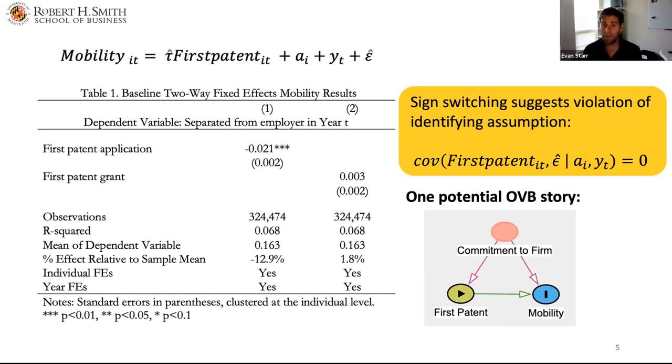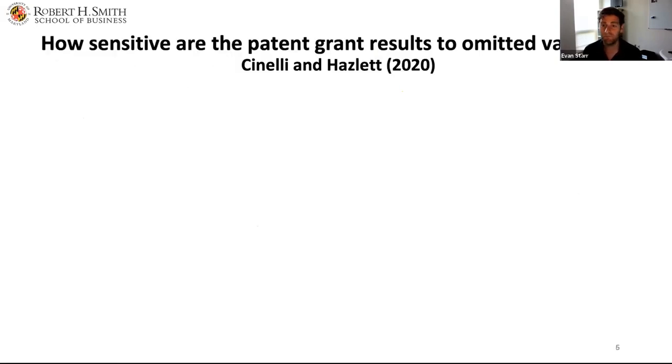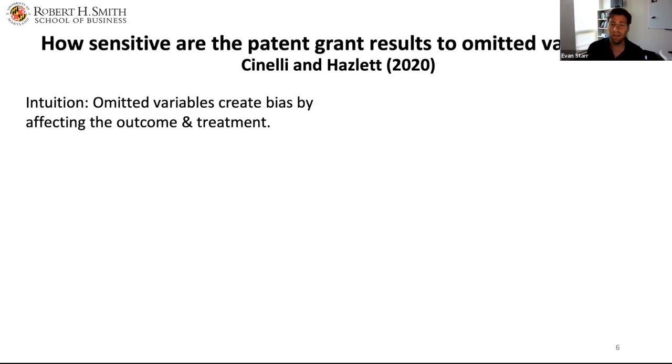So if you think this is a problem here, and you should, then the question is, what do you do? How sensitive should we think of these patent results being to omitted variables? I want to talk about a method that was developed by Cinelli and Hazlett in 2020. There are several other approaches, which I'll touch on at the back end here. The intuition for this method and all of the other ones is that omitted variables create bias because the omitted variable affects the outcome and affects the treatment. So I have to go through a little bit of algebra here to show you how that works.